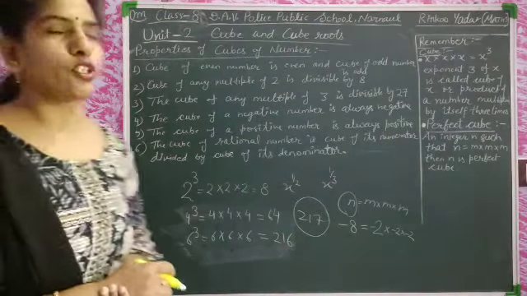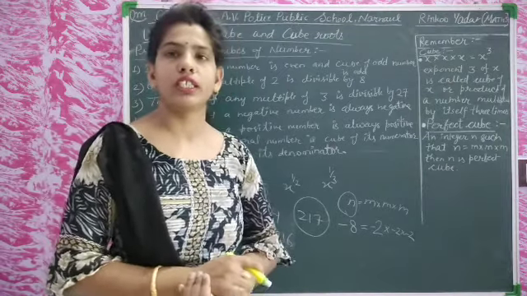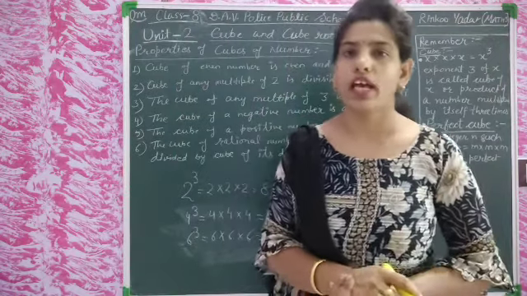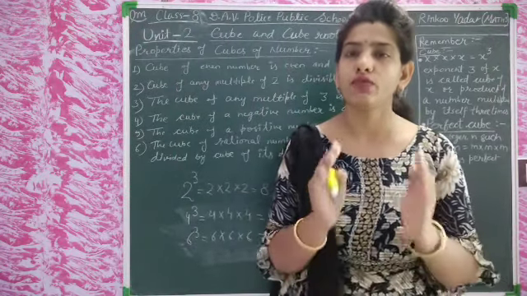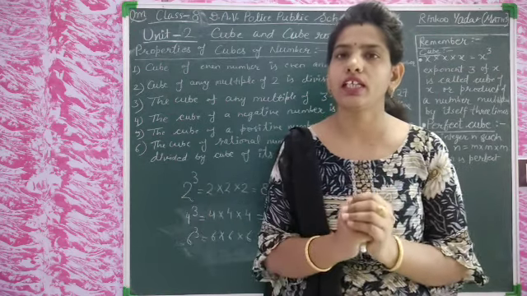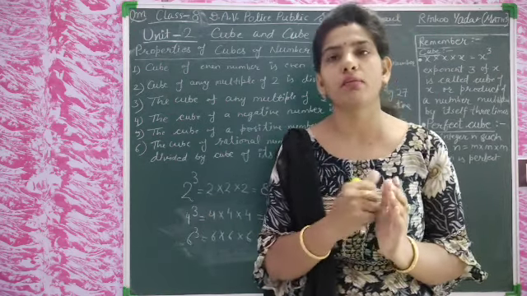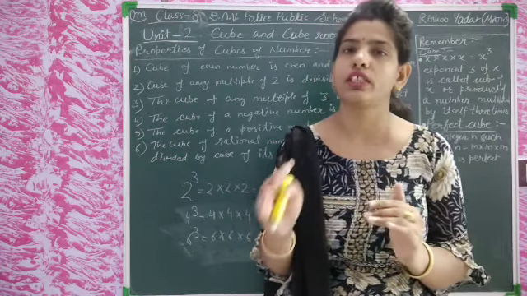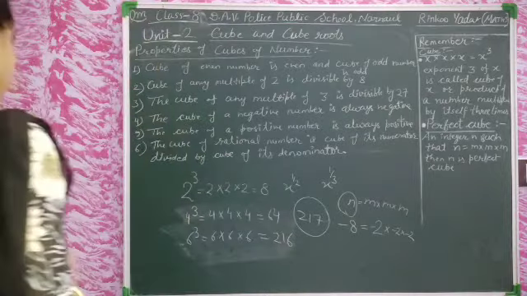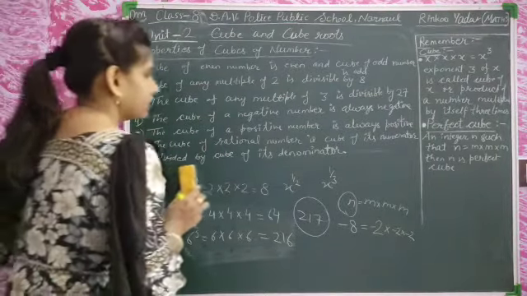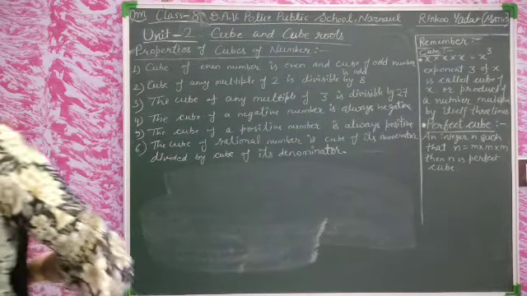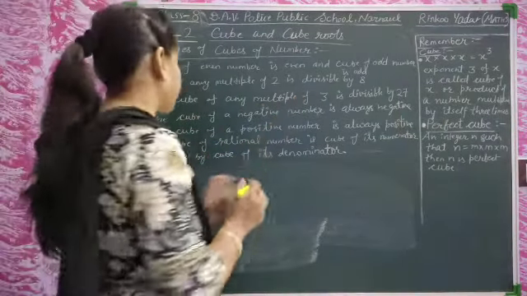Next property: cube of any multiple of 3 is always divisible by 27. Cube of any multiple of 3. If there is any multiple of 3, it means table of 3, then its cube is always divisible by 27. Let's see there is an example here. That is the cube of any multiple of 3.